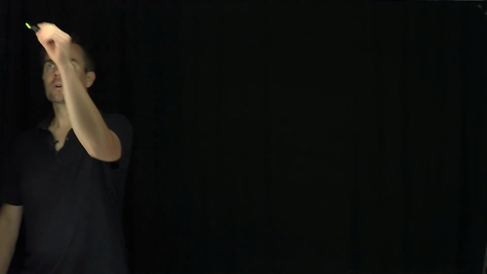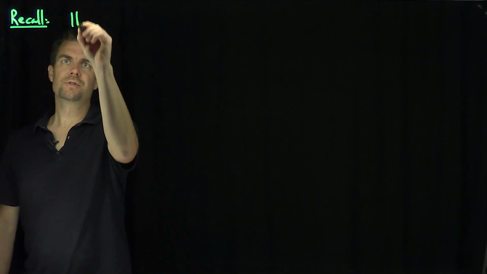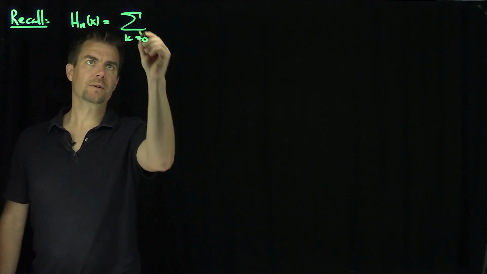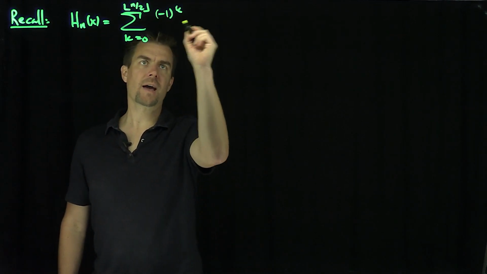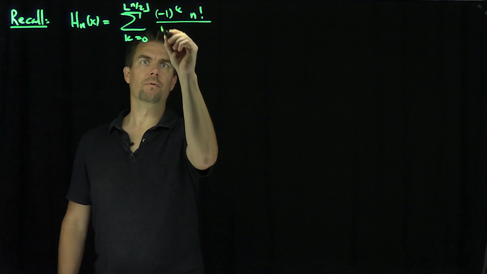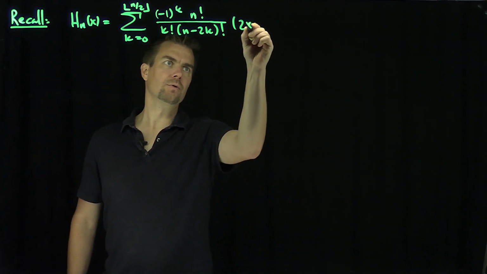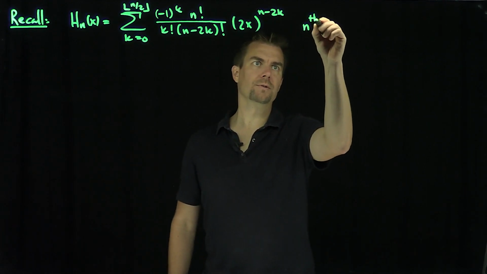Hello students, in this video we'll consider the recursion relationship for Hermite functions and how that can be used to construct the generating function for Hermite polynomials. So recall the functions H_n(x), which are the sum, k goes from 0 to the floor of n over 2, (-1)^k n! over k! (n-2k)! (2x)^(n-2k), the nth Hermite polynomials.